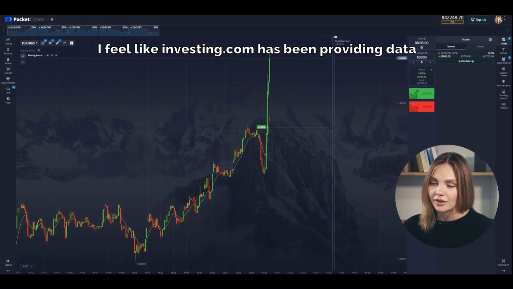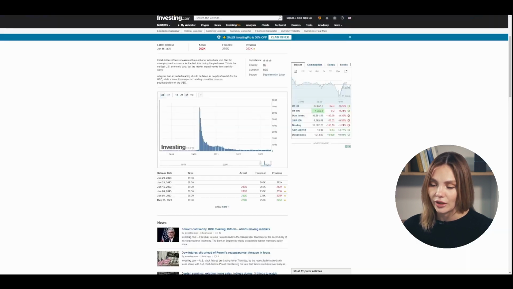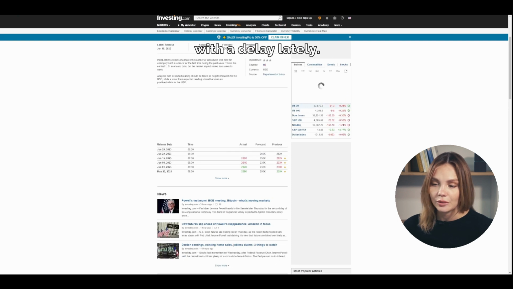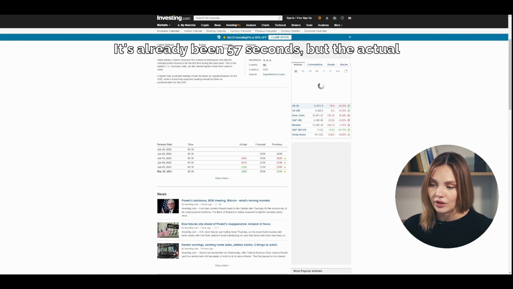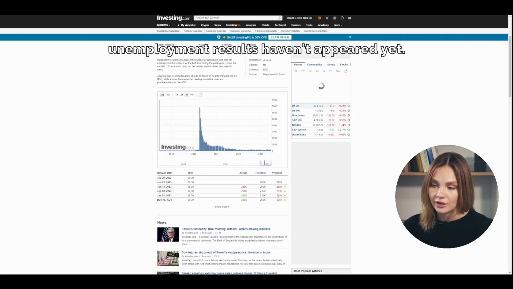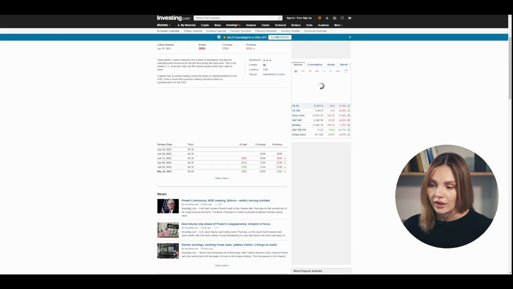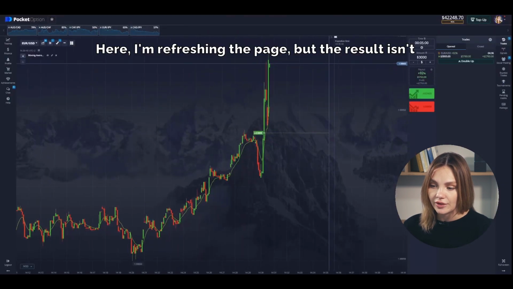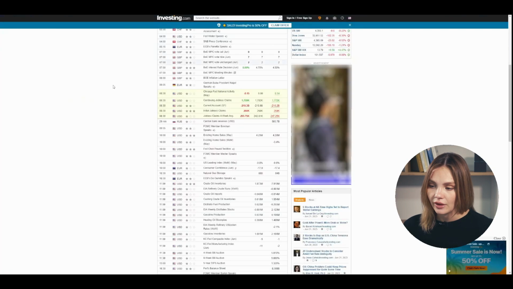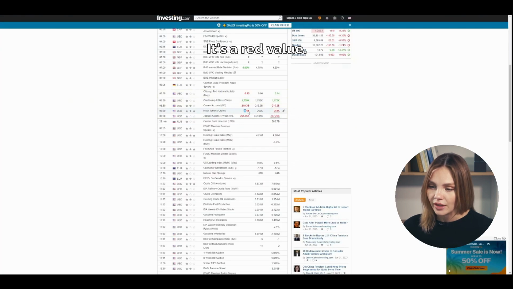Let's refresh the page. I feel like investing.com has been providing data with a delay lately. It's already been 57 seconds, but the actual unemployment results haven't appeared yet. Here, I'm refreshing the page, but the result isn't showing up. Oh, there it is. It's a red value.